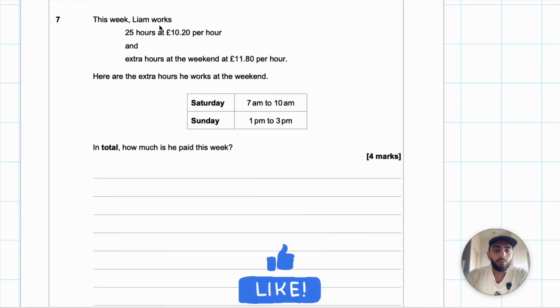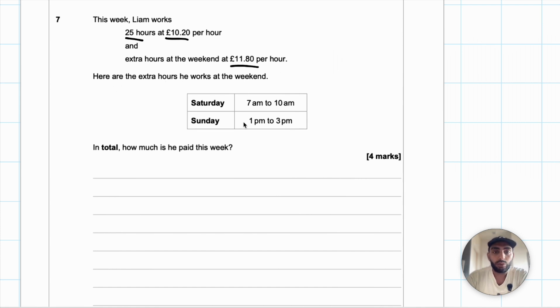7. This week, Liam works 25 hours at £10.20 per hour and extra hours at the weekend at £11.80 per hour. Here are the extra hours he works at the weekend. On Saturday, he's working 7 a.m. to 10 a.m, so that's 3 hours. And on Sunday, he's working 1 p.m. to 3 p.m, that's 2 hours. So in total, on the weekend, he's working for 5 hours.